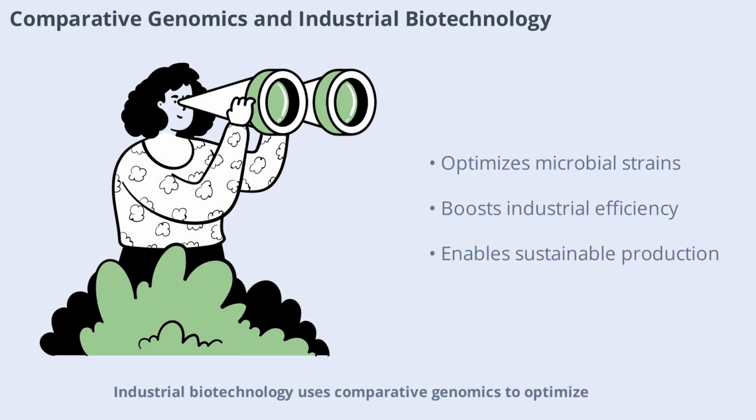Industrial biotechnology uses comparative genomics to optimize microbial strains for the production of chemicals, enzymes, and biofuels. By identifying genes that enhance productivity and stability, researchers can engineer microbes for efficient and sustainable industrial processes.